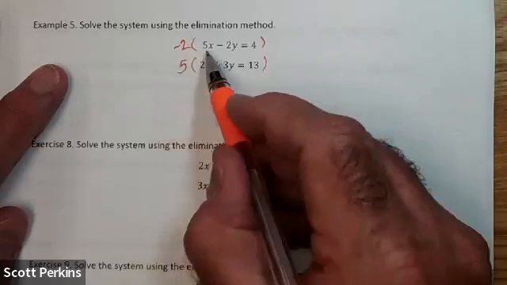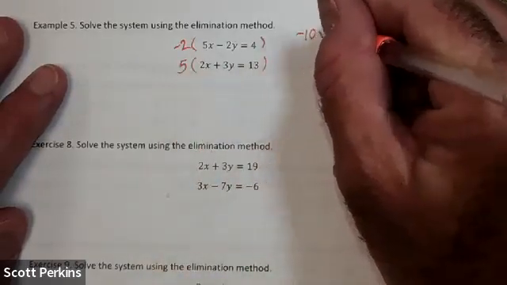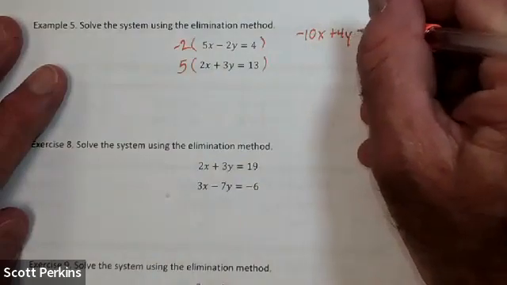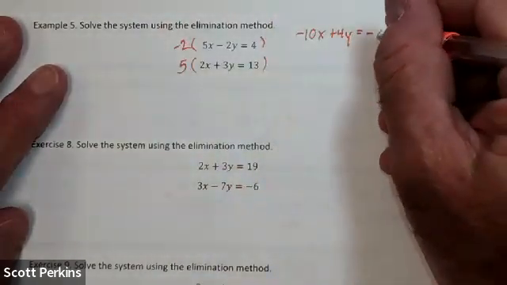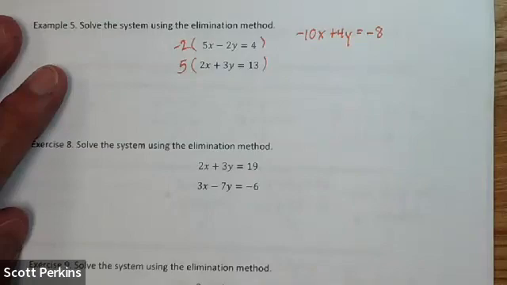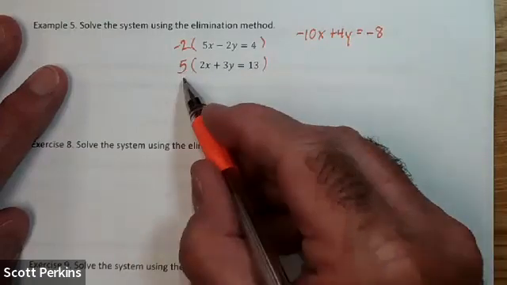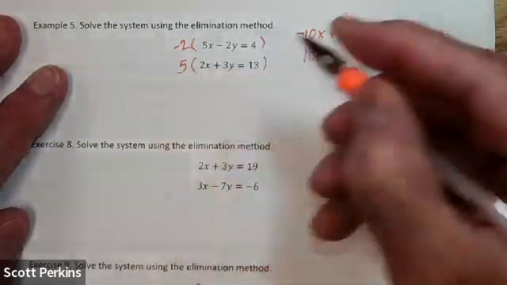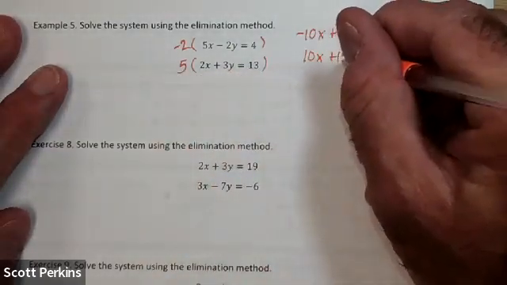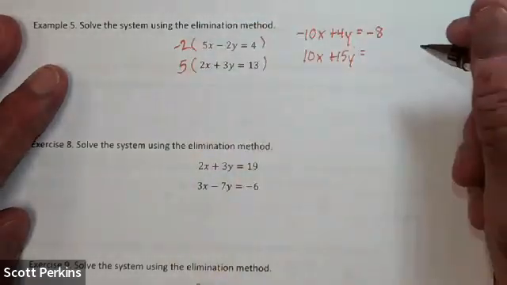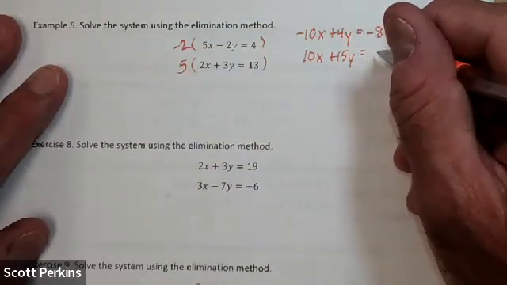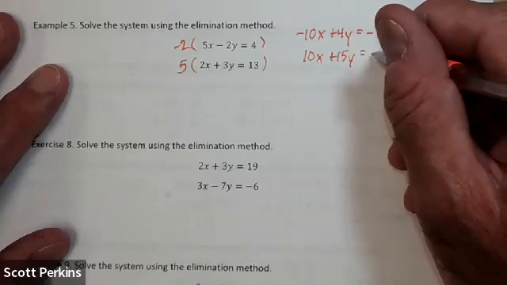So -2 times 5x is -10x. -2 times -2y is +4y. And -2 times 4 is -8. The bottom equation, 5 times 2x is +10x. 5 times 3y is +15y. And 5 times 13 is going to be, I believe if I'm doing my multiplication right, which you have every right to doubt today, that's 65.